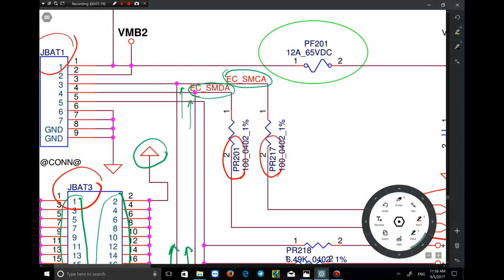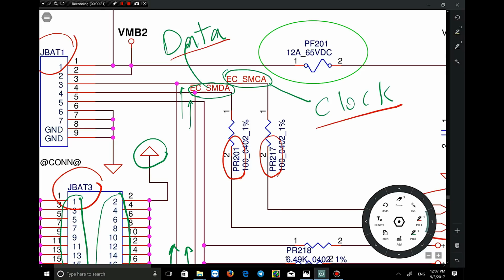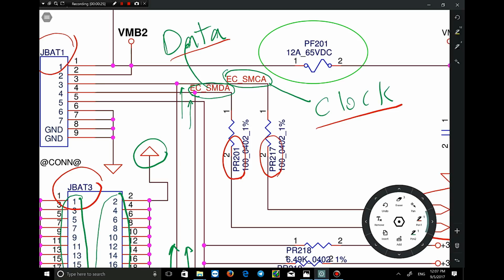Pin SMDA comes from data and pin SMCA comes from the clock. Data and clock. A question may arise here: how do data and clock relate to the battery? I should say that there is a microcontroller inside the battery as well as the laptop. The information of clock and data is used to synchronize these two microcontrollers so that the laptop detects if the battery is being charged, fully charged or empty, and the signs or blinking LED lights for full charge of the battery are related to IOIC.